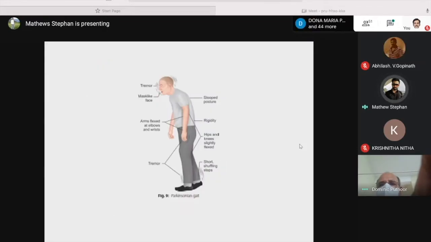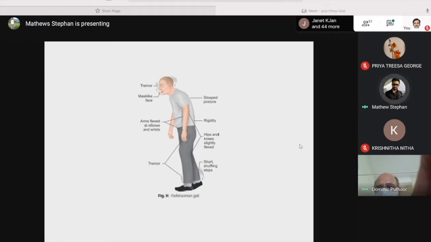So this image shows the other signs of Parkinsonism too. From below upwards, he has tremors and mask-like facies. There will be a stooped posture. There will be increased rigidity and hypokinesia. Then the arms are flexed at the elbow and wrist. Hips and knees are slightly flexed, and there will be tremors in the lower limb, and the gait will be short shuffling steps in Parkinsonian gait.